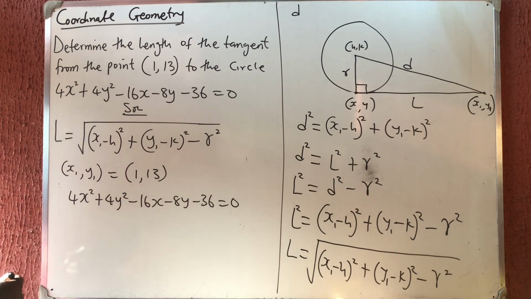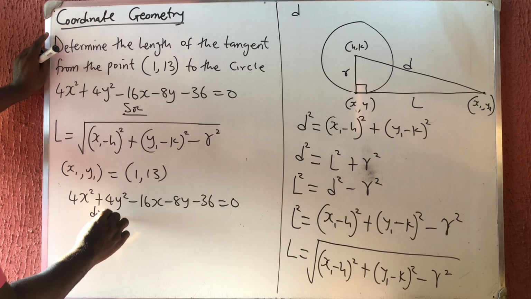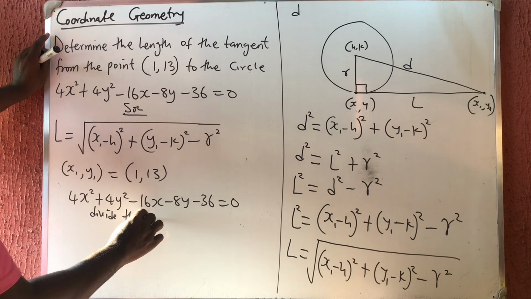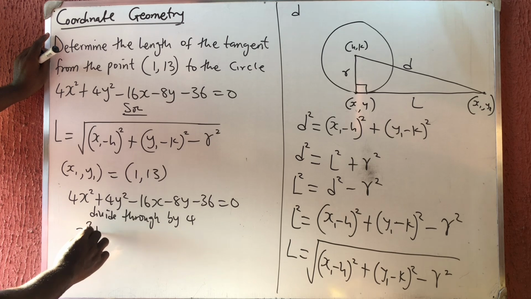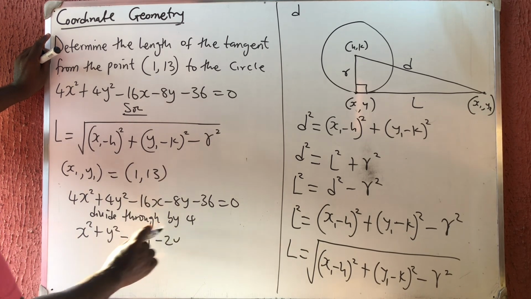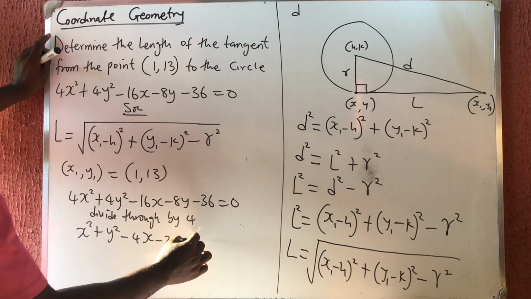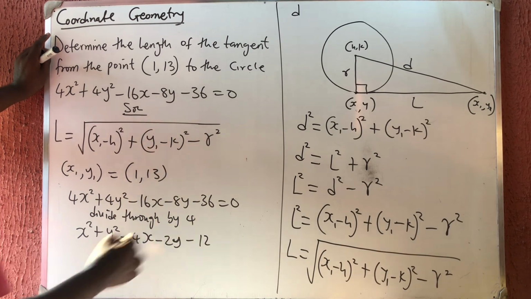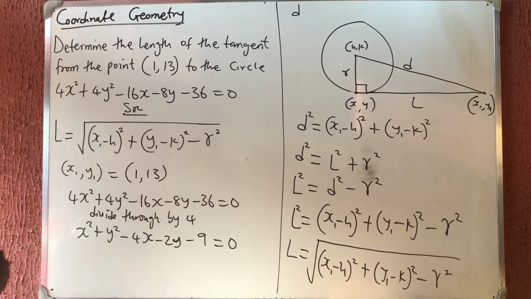So if we divide everybody through by 4, we're going to have x squared plus y squared minus 4x minus 2y minus 9 is equal to 0. Okay? So now, let's go. What do we now have?